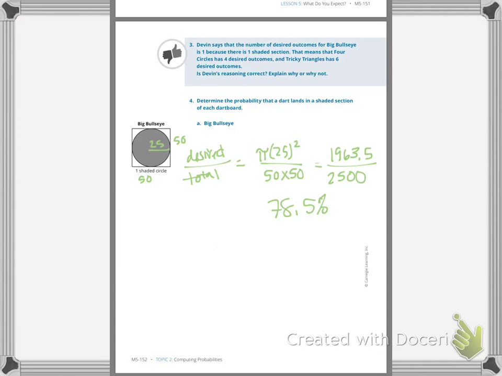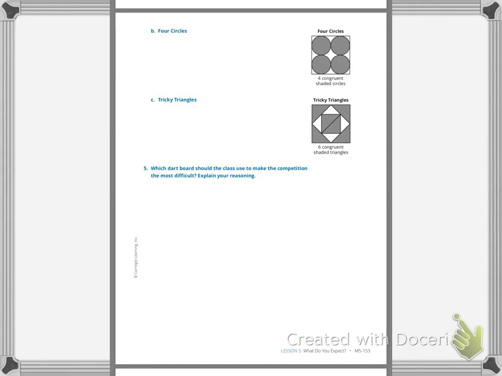Okay, so my next one, it's still 50 by 50. So my total on the bottom is still going to be the same, that 2,500 for both of these, because the total shape does not change. Okay, so if all the way across is 50, that means halfway is 25, which means the radius is half of that, which is 12.5. So I've got pi times 12.5 squared, and then there are 4 of those circles, so I'm just going to times them by 4 to get all 4 shaded sections.